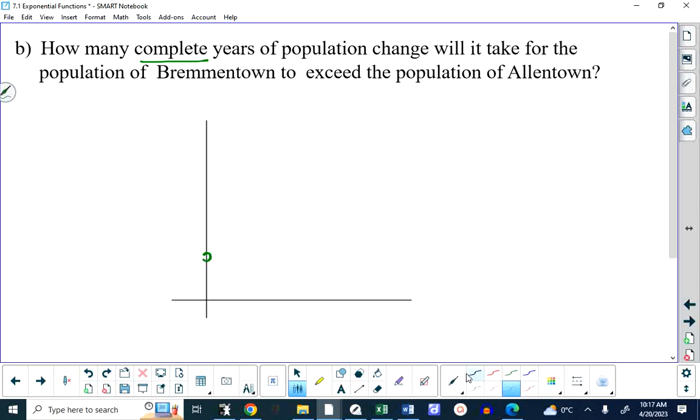Brementown starts lower, doesn't it? And goes up. Allentown starts higher and goes down. We'll talk more about this in the coming days, but I hope you understand that since Brementown is growing at 9% and Allentown is decreasing at 5%, this is an important idea: the severity of Allentown's curve is less than the severity of Brementown's curve. Let that sink in. Because 5% change, I know it's 5% loss, so it's going down, the red graph is going down. 5% is less than 9%. So what you want to do is find this intersection point.